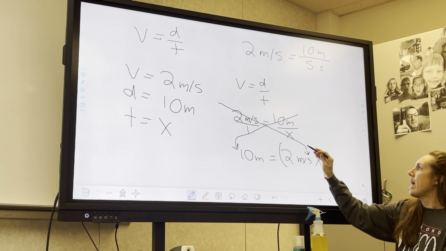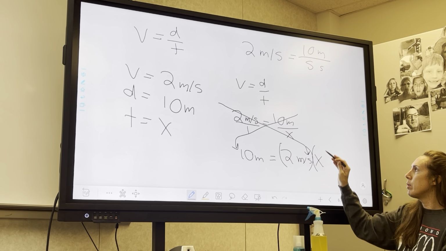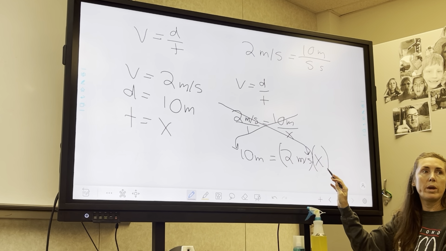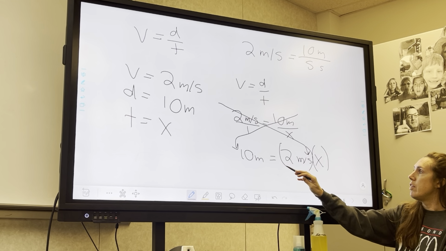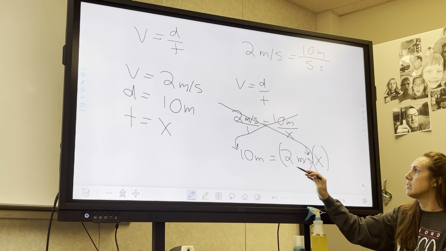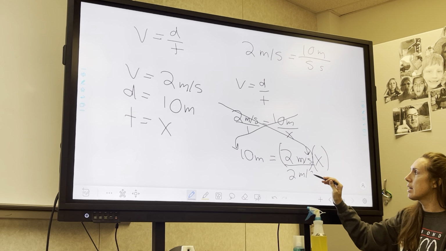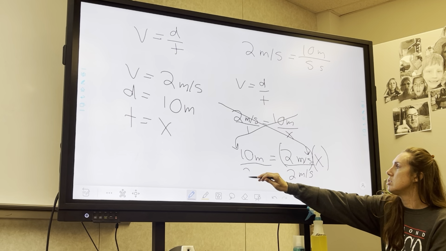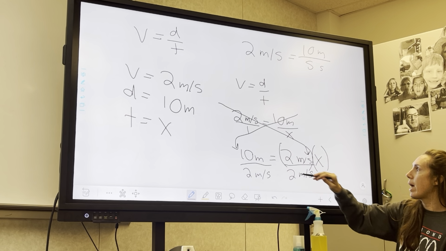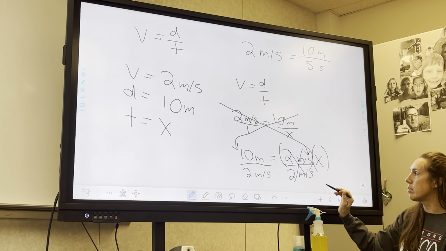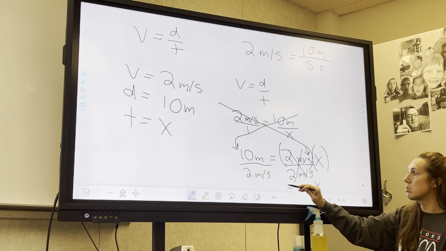Okay, ready? We have this term here, and we have this term here, okay? If we want to get x by itself, we have to divide, guys, this whole term both sides, okay? So the only way to get rid of it all is divide this side by 2 meters per second and divide this side by 2 meters per second, okay? When you divide something by itself, this crosses out, okay? So that's why we're left with x equals, okay?